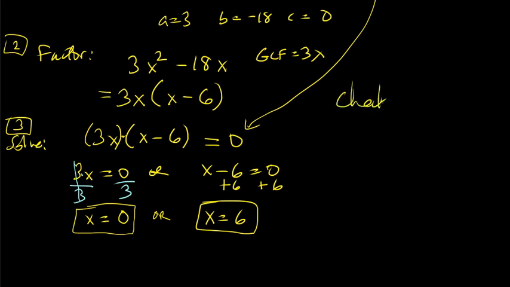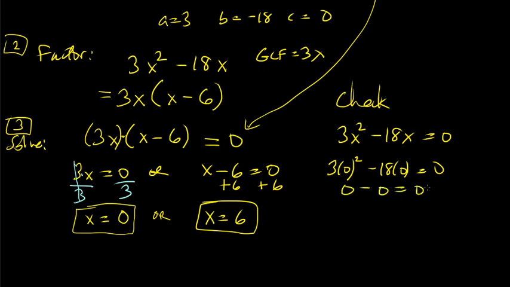And just to make sure, we can check. Here was the original equation. If x is 0, well, remember, anything times 0 is 0. So 0 minus 0 is certainly 0. And let's check x equals 6. So 3 times 6 squared minus 18 times 6. Does that equal 0?